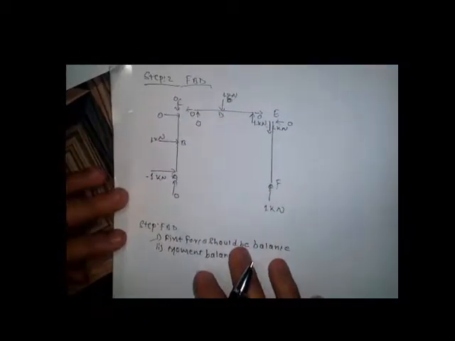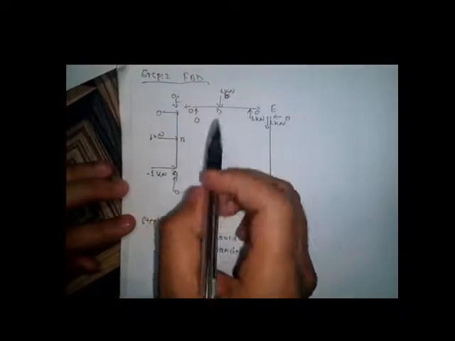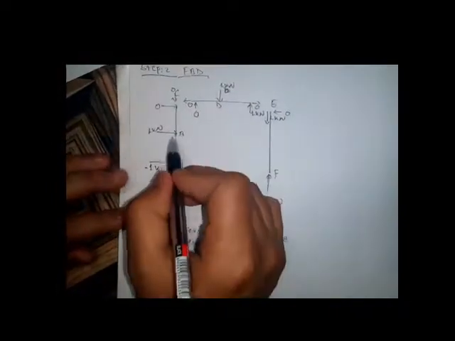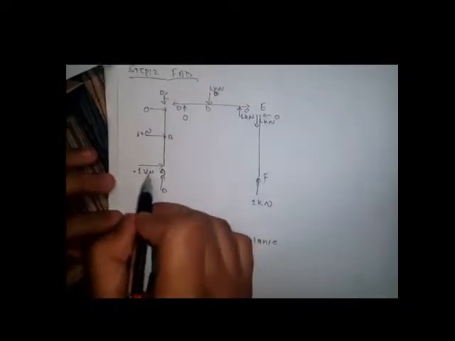Now the forces are neutralized. Now we need to calculate the moment for each and every section for drawing the bending moment diagram. The shear force diagram can be obtained from this free body diagram. Now for the bending moment diagram, we need to calculate the moment for each and every section. First of all, for section B, the moment is only due to the 1 kilonewton load.